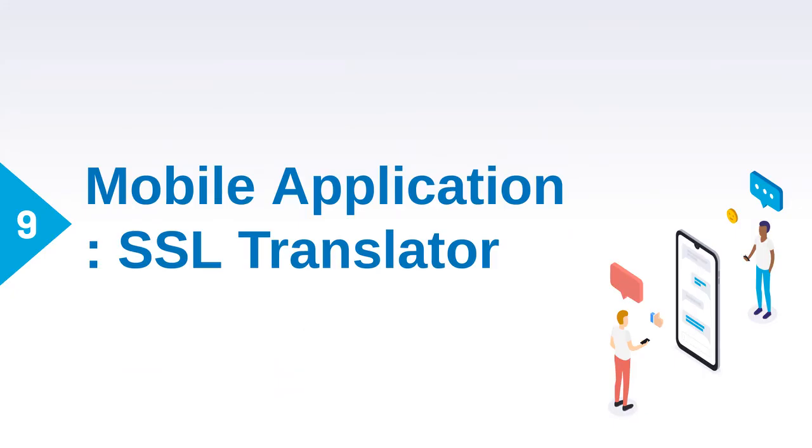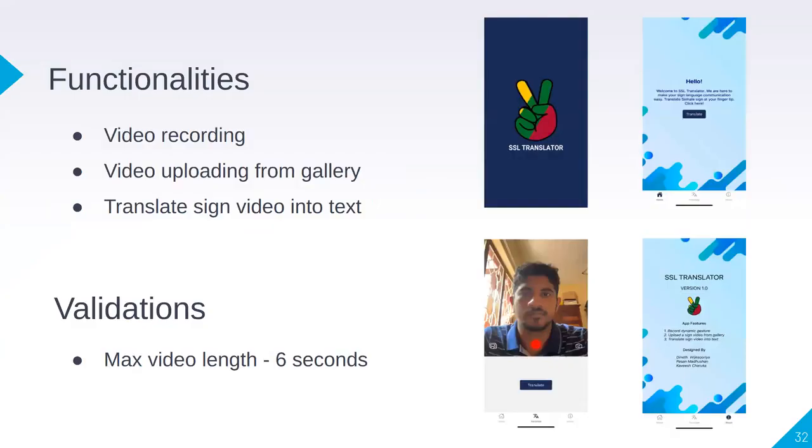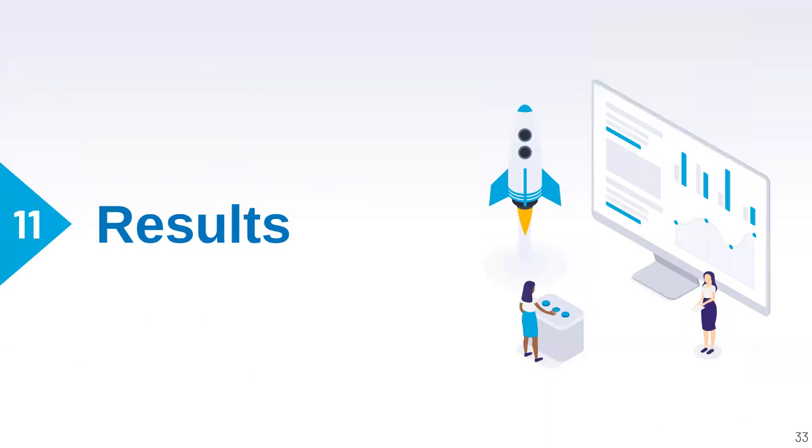Now let's look at the mobile application, SSL translator. The main functionality of our application is to record the sign video and get a prediction. The application can live record a sign video, or it can upload a video from the gallery. Here we have limited live video recording to a maximum of 6 seconds to reduce the input video file size, while also not allowing users to upload videos from the gallery which are more than 6 seconds. These are some of the screens from our application: splash screen, home screen, translate screen, and about screen. We can further see the functionality of the app via the demonstration at the end.